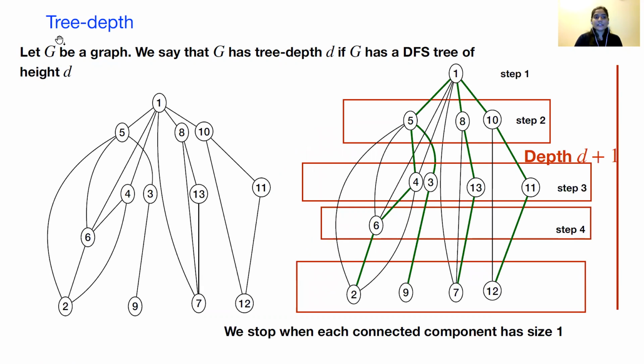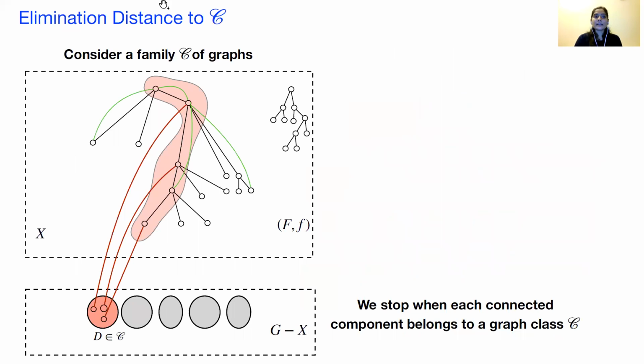Look at this example graph, and consider our previous greedy algorithm. You can see that we can construct the DFS tree of depth D, if the tree depth is D, by the recursive deletions. We stop the deletions when we reach the case where each connected component has size 1. Similar to this notion of tree depth, we can look again at our definition of elimination distance to a graph class C. We want to obtain a forest with some properties that I'll describe shortly, such that we stop when each connected component in the remaining graph belongs to the graph class C.